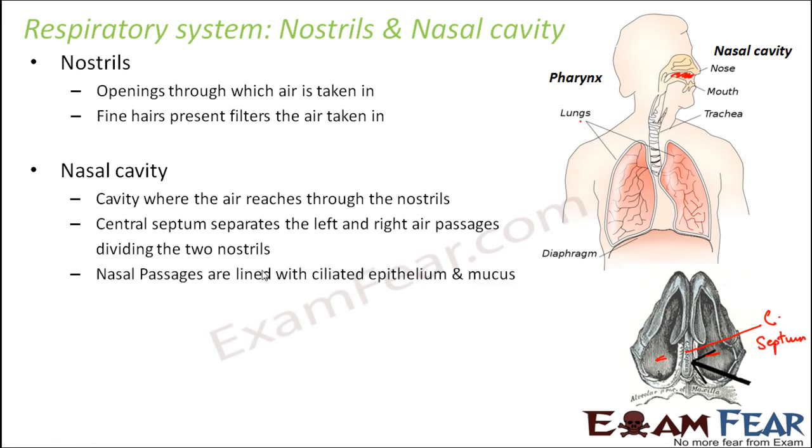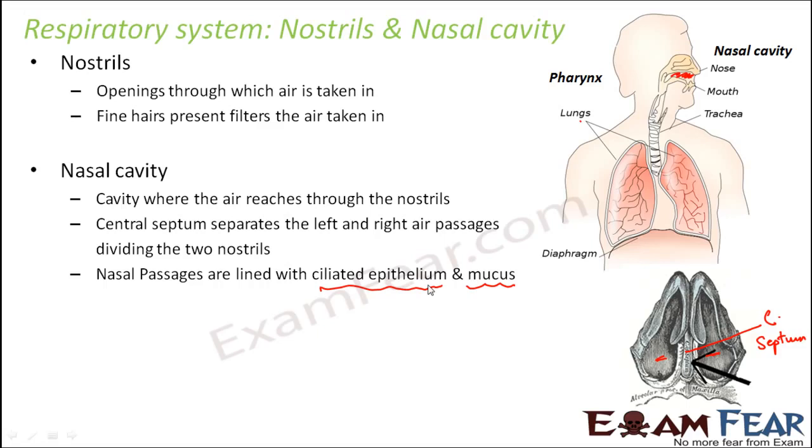The nasal passages are lined with ciliated epithelium and mucus. Now, why mucus and ciliated epithelium? Ciliated epithelium is the one which is lined with cilia, and cilia are again small hair-like structures. They also serve the same purpose. They help to block dirt particles, microorganisms or any other germs, and thus prevent such foreign particles from reaching the lungs. That is how it protects the respiratory system from foreign particles.